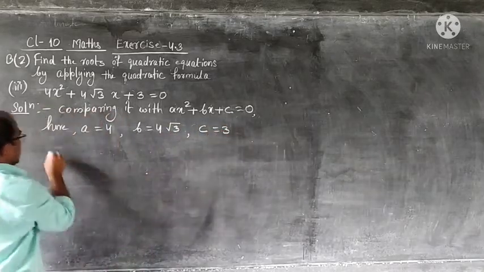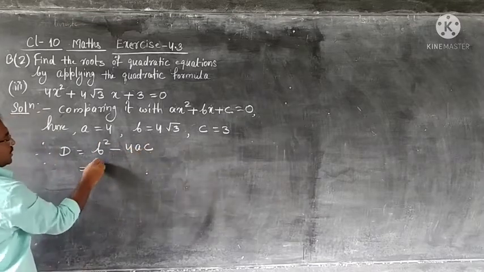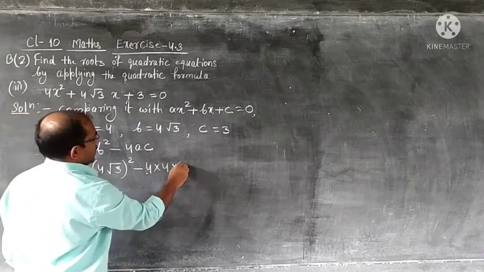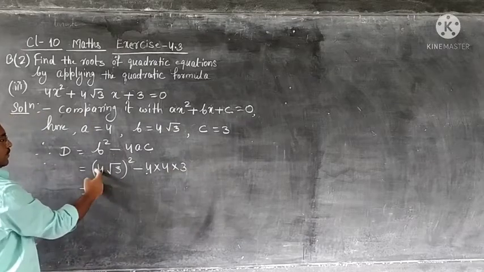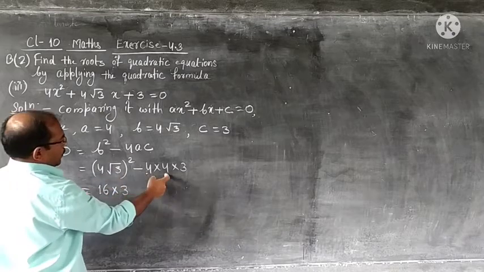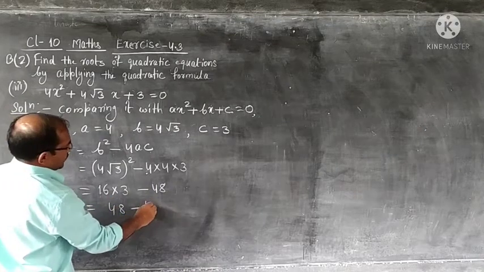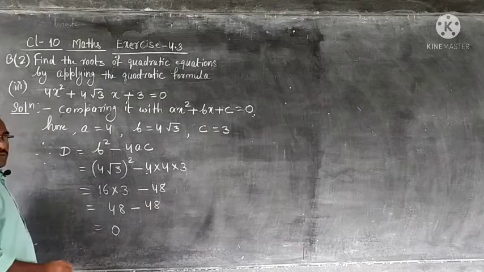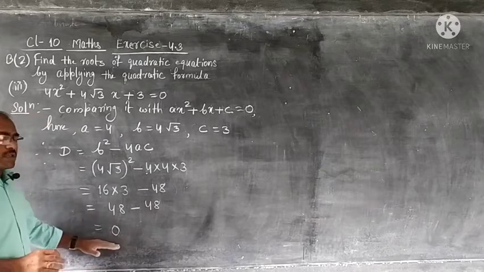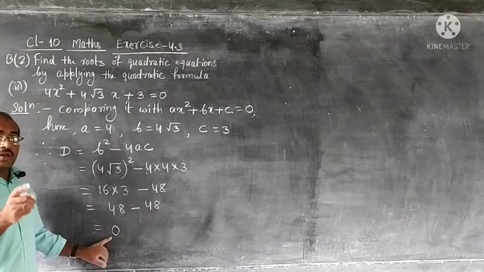We need the discriminant D, b square minus 4ac. B is 4 root 3 square minus 4 into A 4, C 3. Simple calculation: it is 4 square, we know that, 16, into root 3 square, 3. 4 4s are 16 into 3, 48. Here 16 3s are 48, minus 48, what we get? 0. That is what I have explained in the introduction itself. Discriminant is 0, in this condition also the roots are real and equal.